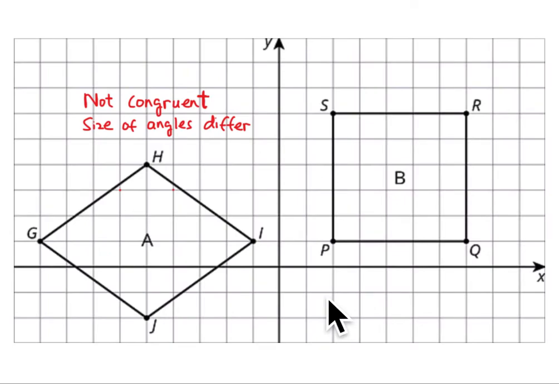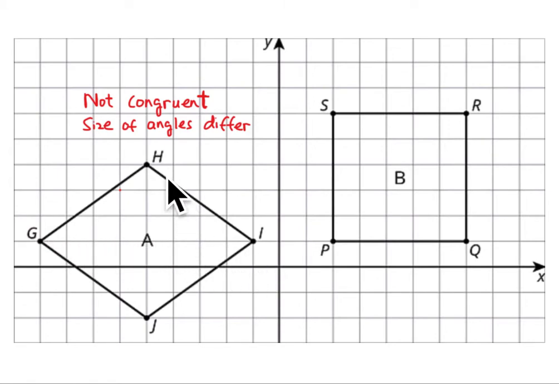The next image, image A is not congruent to image B. The sizes of these angles are different. The side lengths look like they might be the same, but the sizes of these angles are different. They're not 90 degrees. So in this square, all the angles are 90 degrees. In this rhombus, you have angles that are larger than 90 degrees and 2 angles that are less than 90 degrees. So these 2 angles that are opposite each other in a rhombus are equal. This angle is equal to this angle. And these 2 angles that are opposite each other in a rhombus are equal. This angle G is equal to this angle I.